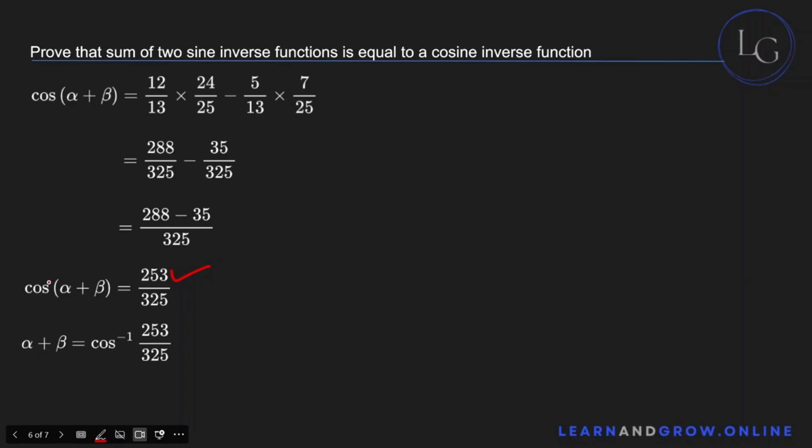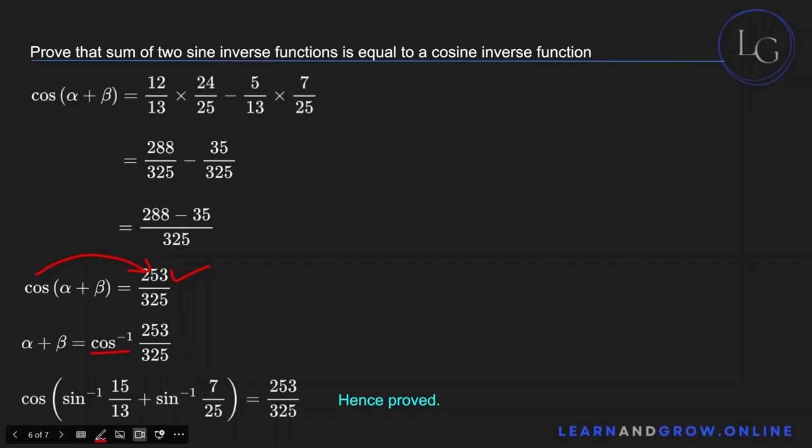And alpha plus beta, when you take the cosine to the right hand side of the equation, is equal to cosine inverse of 253 by 325. So now you've proven this equation.